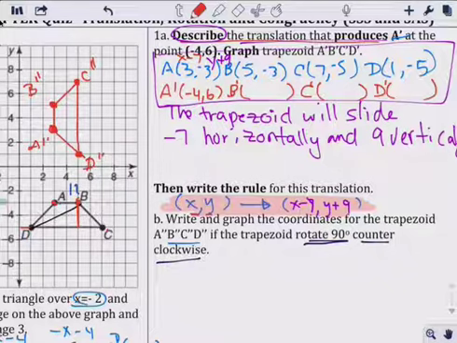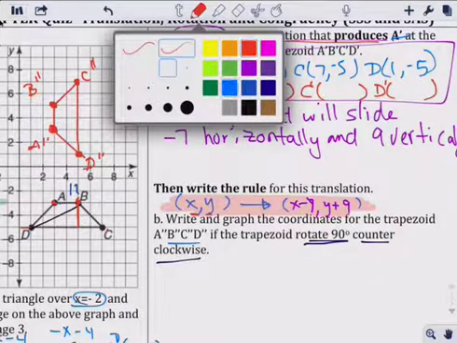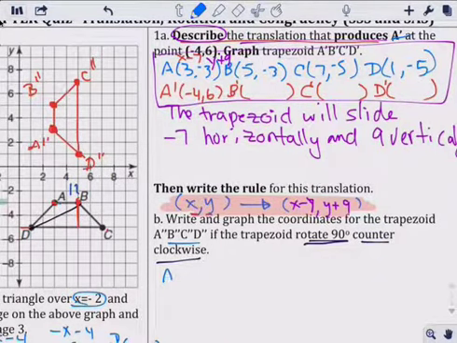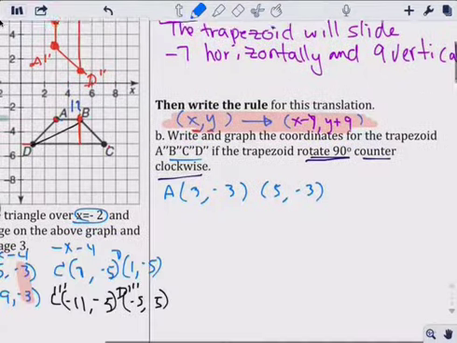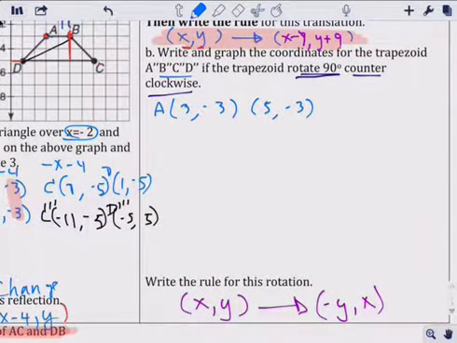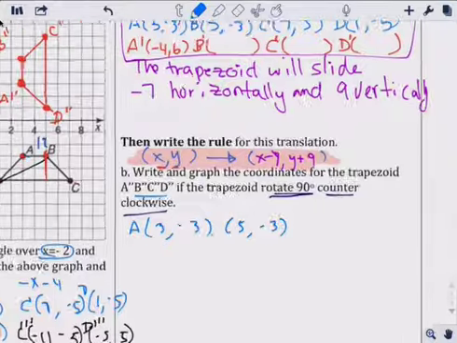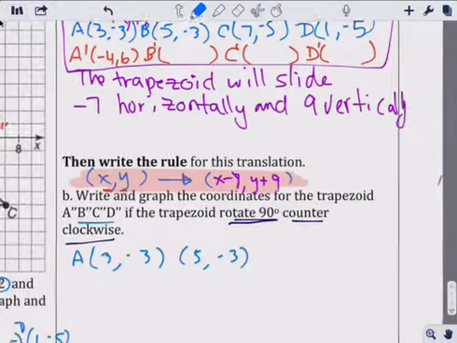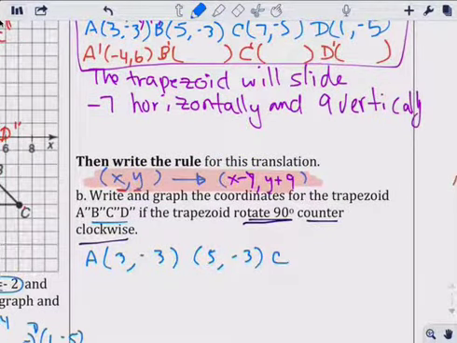Just to check and make sure. Now, I always write 3, -3, 5, -3, because they want the rule here. So I always write the original.